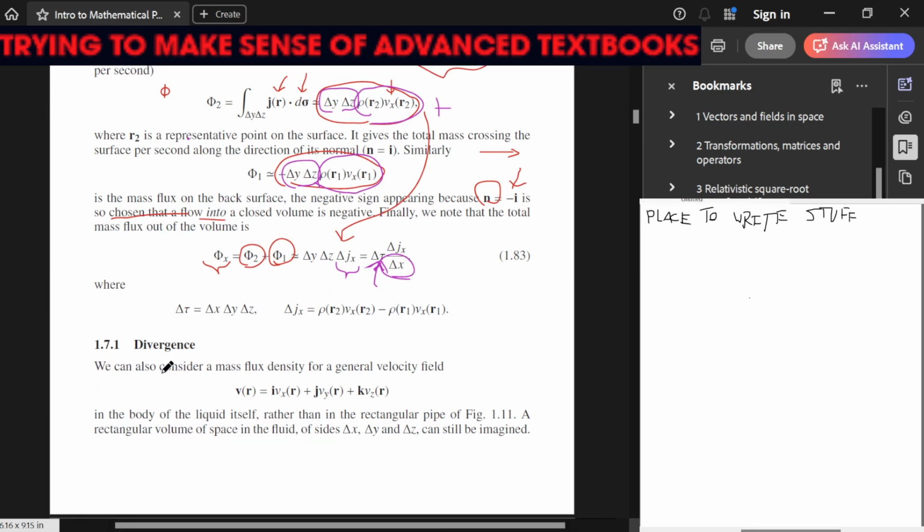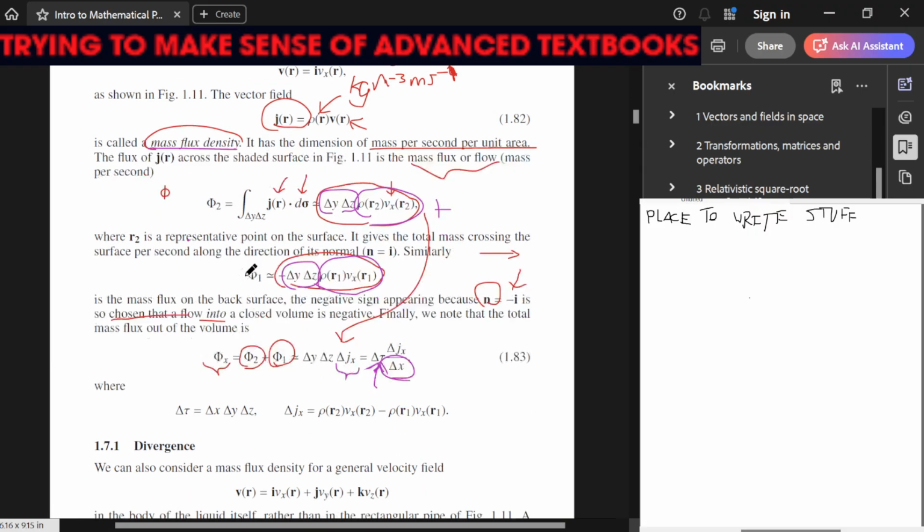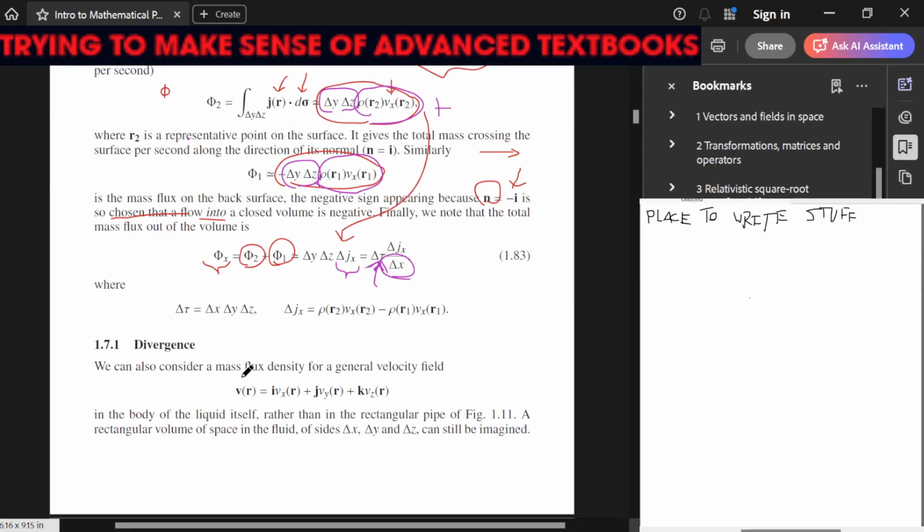Divergence. We can also consider a mass flux density for a general velocity field v(r), J equals rho v(r). So this is just a normal vector field where every point has a vector associated with it.